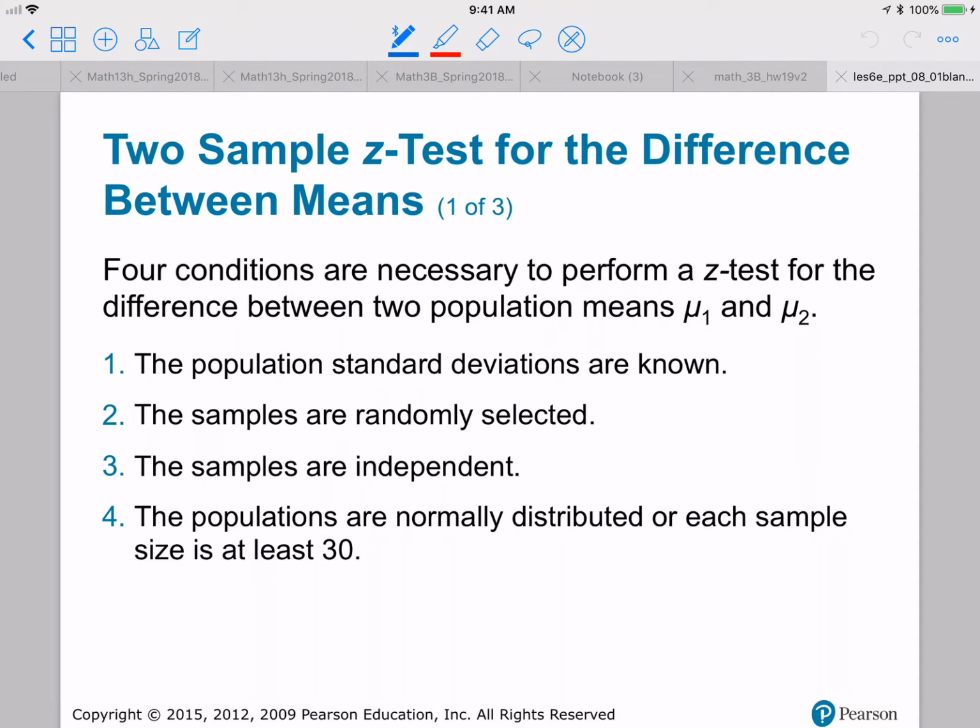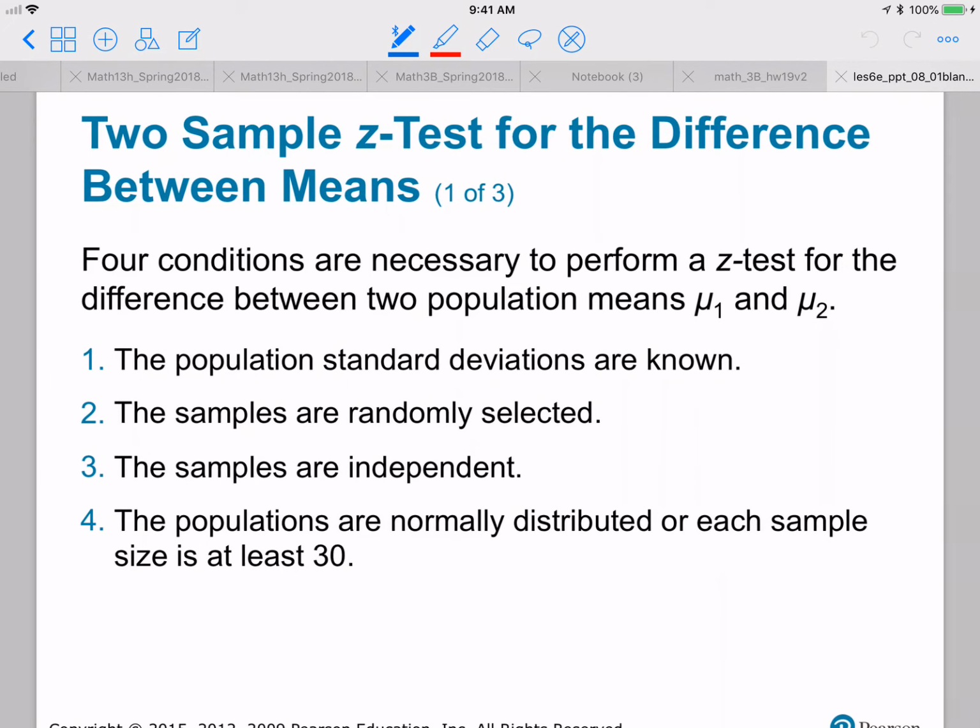Now there are 4 conditions that are necessary to perform a z-test for the difference between two population means mu1 and mu2. Notice that if we are performing a z-test, then that means that we are assuming that we know sigma. And in this case, since we have 2 populations, we would need to know 2 sigmas. So we would need the population standard deviations of both populations to be known. In other words, sigma 1 and sigma 2 both need to be known.